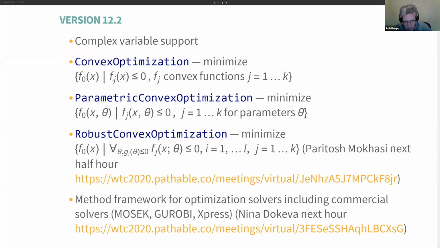Robust convex optimization: the idea here is you minimize a function, but you want a minimum that's valid for all possible values of some parameter. It and parametric convex optimization are both themes on a parametric thing. Paratosh is going to be talking about that in the next half-hour meeting. And we also have a method framework for optimization solvers that include commercial solvers such as Mosek, Gurobi, and Xpress. Nina's going to be talking about that just after Paratosh, so that's going to be in about an hour.